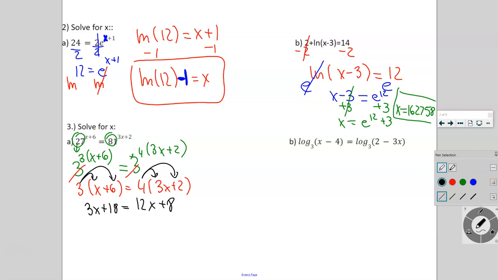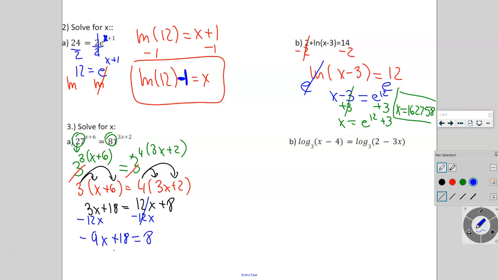Now I'm just combining like terms. So I am going to move everything to the left when it comes to x. So combine x's, I'm going to move 12x, which means I'm going to subtract it, okay, for them to be able to cancel out. 3x minus 12x is going to give me negative 9x plus 18 equals 8.